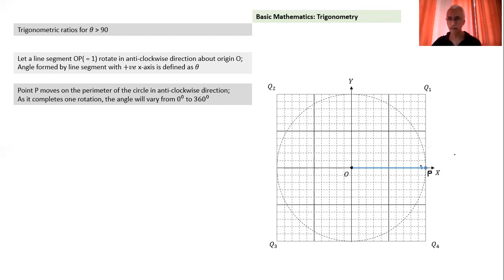As it completes one full rotation, the line segment makes angles starting from 0 up to 360. As it starts rotating, it passes through the first quadrant, second quadrant, third quadrant, and fourth quadrant. They come in the order of rotation, that's why 1, 2, 3, 4. This is a common notation we use. The first quadrant involves angles from 0 to 90, the second quadrant 90 to 180, the third quadrant 180 to 270, and the fourth quadrant 270 to 360.